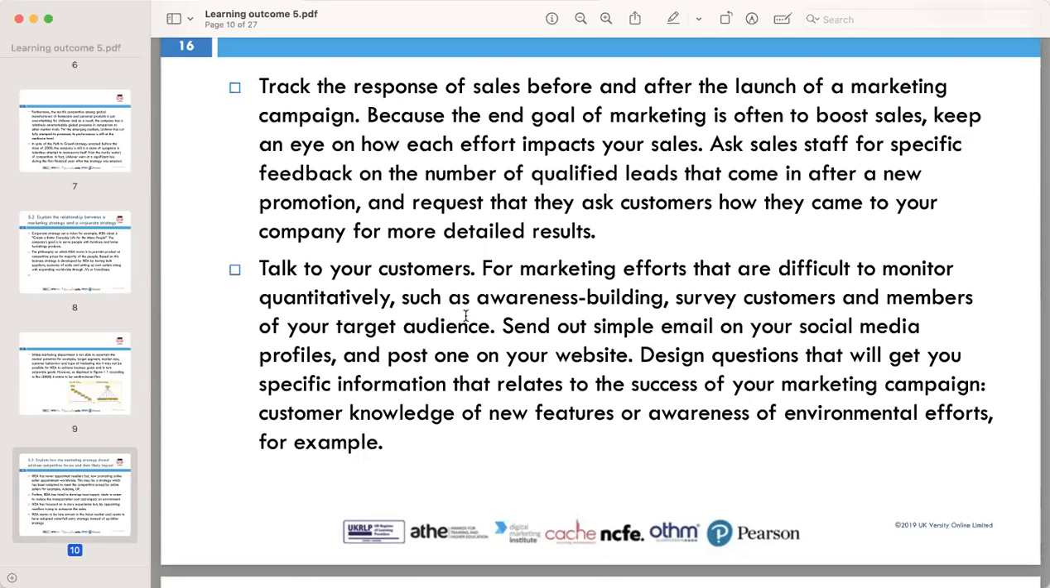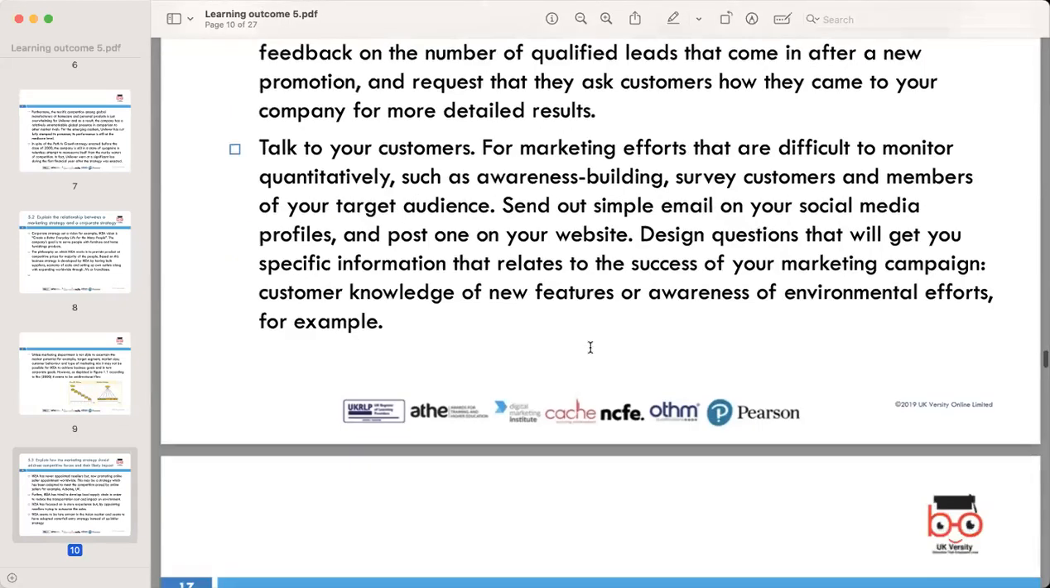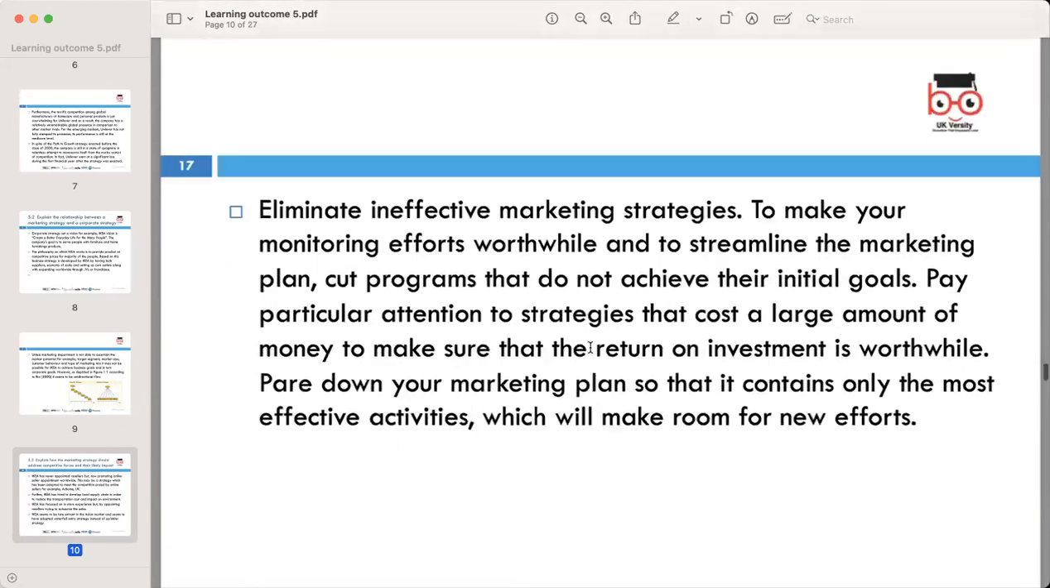So utilize email campaigns, social media profiles, and your website to solicit feedback. Design questions that provide specific information related to the success of your marketing campaign, such as customer awareness of new features or environmental initiatives. Any questions or any comments, if anyone is there?